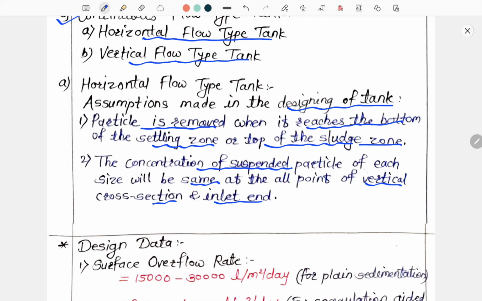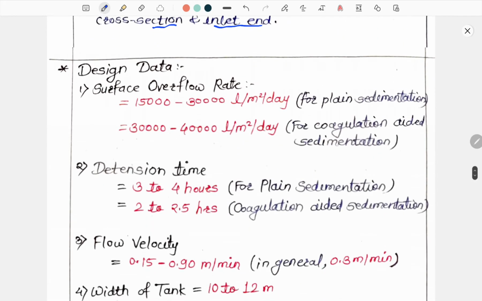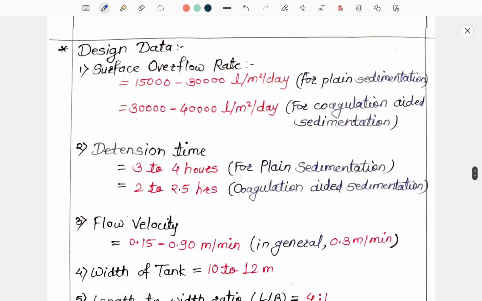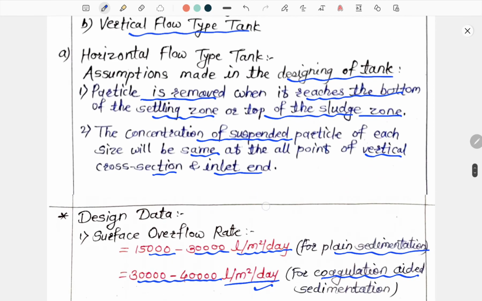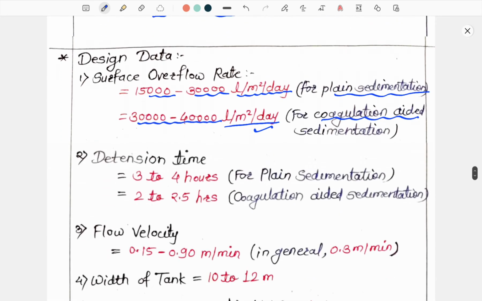Design data related to this horizontal flow type tank is surface overflow rate. For plain sedimentation, surface overflow rate is equal to 15,000 to 30,000 liter per meter square per day, and in the case of coagulation aided sedimentation, surface overflow rate is equal to 30,000 to 40,000 liter per meter square per day. Unit is also very important and range is also important in the case of horizontal flow type tank.